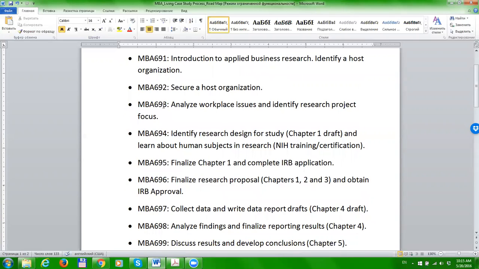So in the following 693 course, you will analyze issues at your host organization, workplace issues, and you will identify the research project focus. In this course, you will use a diagnostic model developed by Weisbord. It is called Weisbord's Six-Box Model, to identify the area of your interest for your research studies, to identify your research problem.